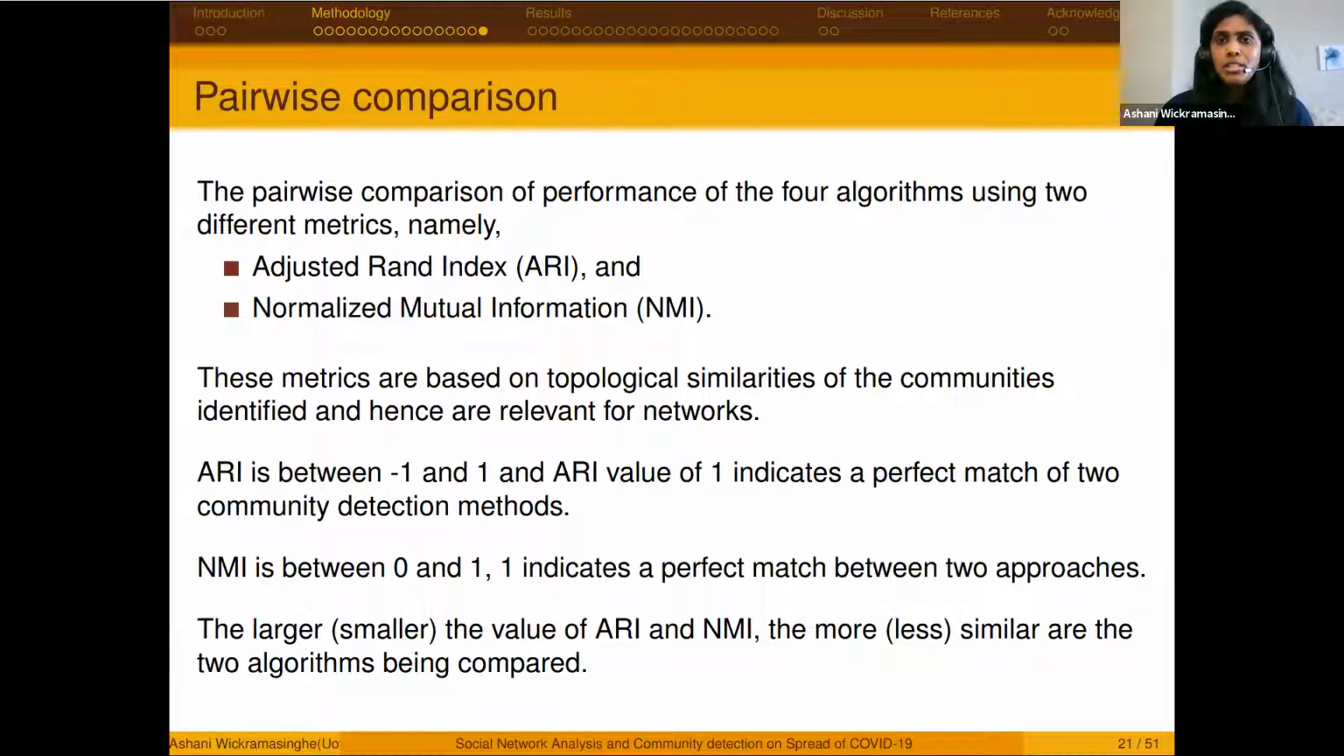After identifying the communities based on those 4 algorithms, the results were compared using adjusted rand index and normalized mutual information. These ARI and NMI compare the community results based on topological similarities. ARI value can be between -1 and +1, and +1 indicates a perfect match between the results of 2 algorithms. NMI value can be between 0 to 1, and again, 1 indicates the perfect match. So it is clear that the larger the value of ARI and NMI, the more similar the community detection results are.